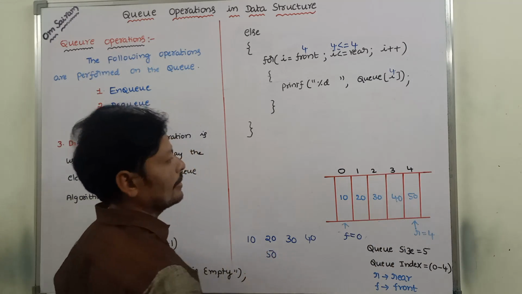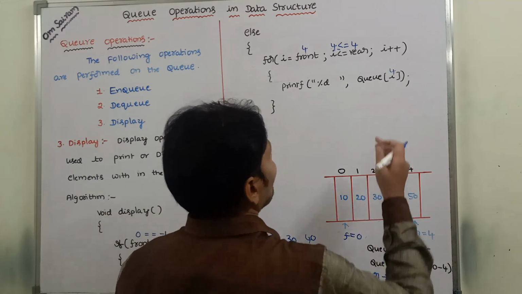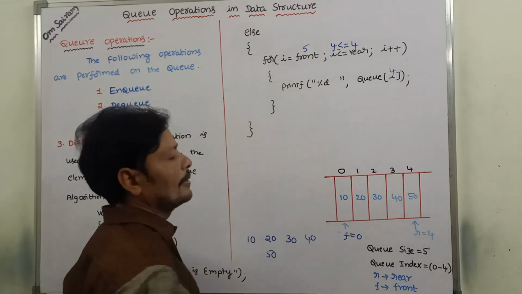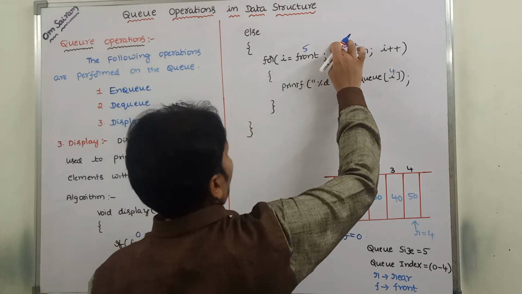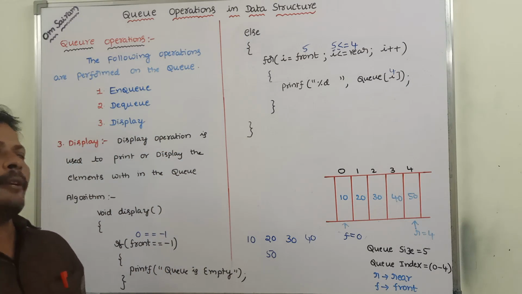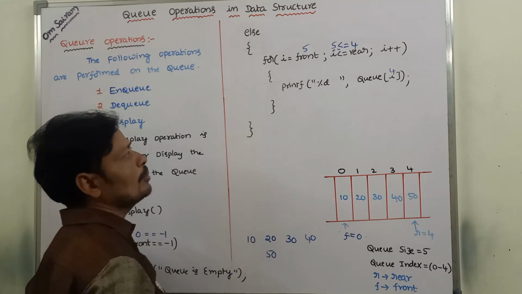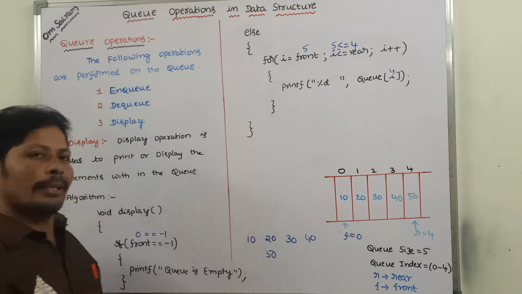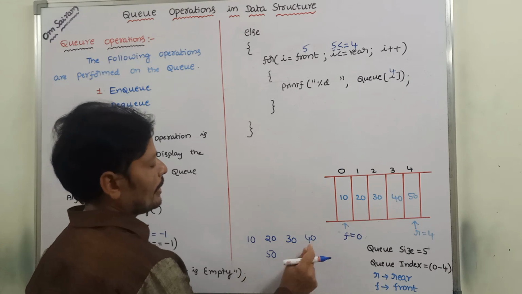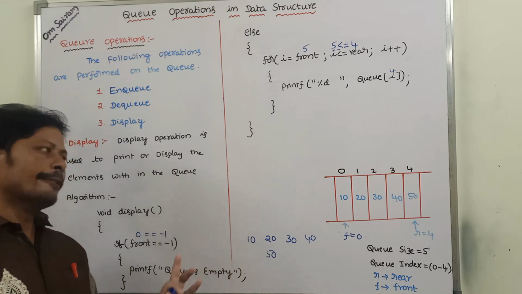50 is printed. Next I value is incremented. Now I value is 5. I less than or equal to rear. I value 5, rear value 4. 5 less than or equal to 4. Condition false. If this condition is false, the control goes to the next statement after the for loop. After the for loop, there are no statements. So what are the elements that are printed? 10, 20, 30, 40, 50. So the elements within the queue are 10, 20, 30, 40, 50.